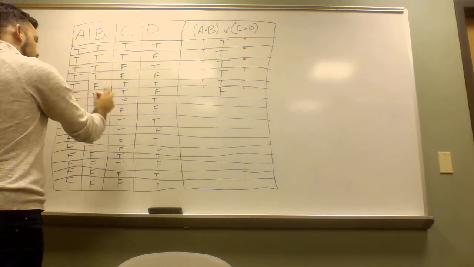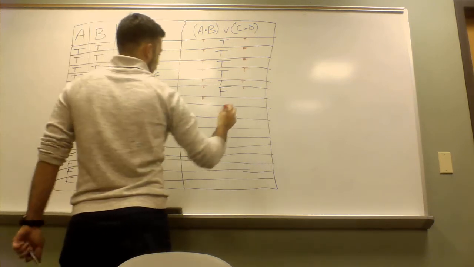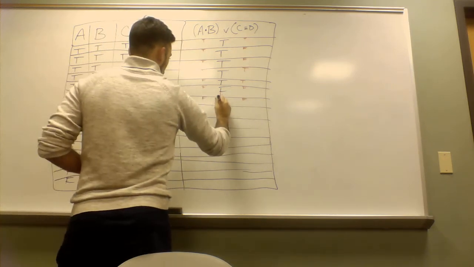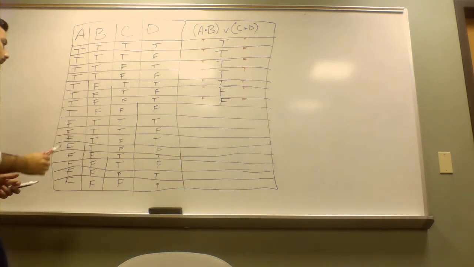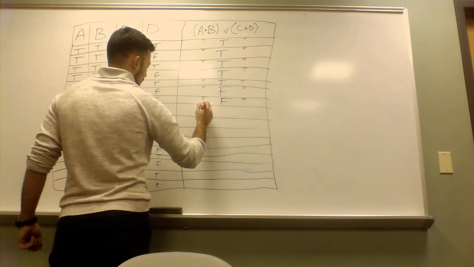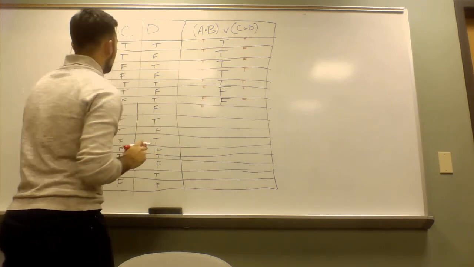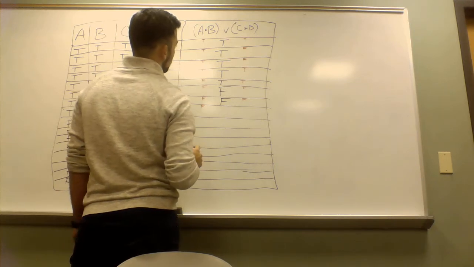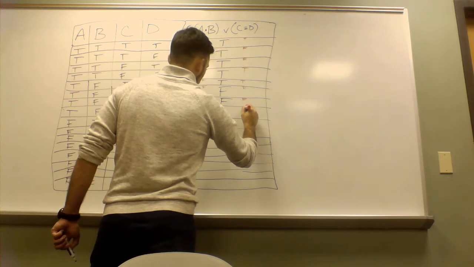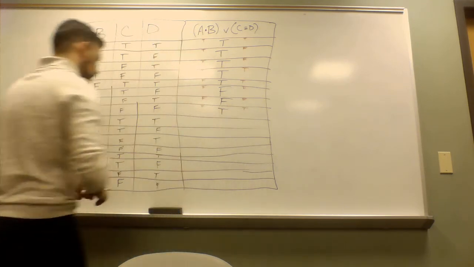Now, again, we have A is true, B is false. That makes A and B false. C is false, D is true. That makes C is equivalent to D false. That makes the statement as a whole false. Here we have A is true and B is false, which makes the statement A and B false. And we have C is false here and D is false. C is equivalent to D. False equivalent to false is true. That makes the whole thing true.